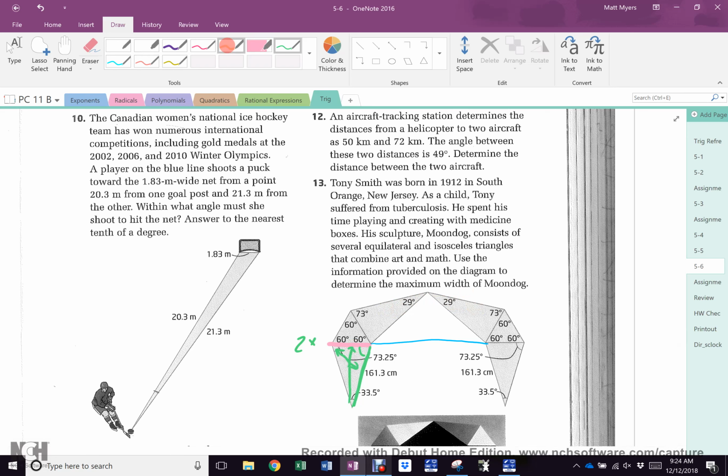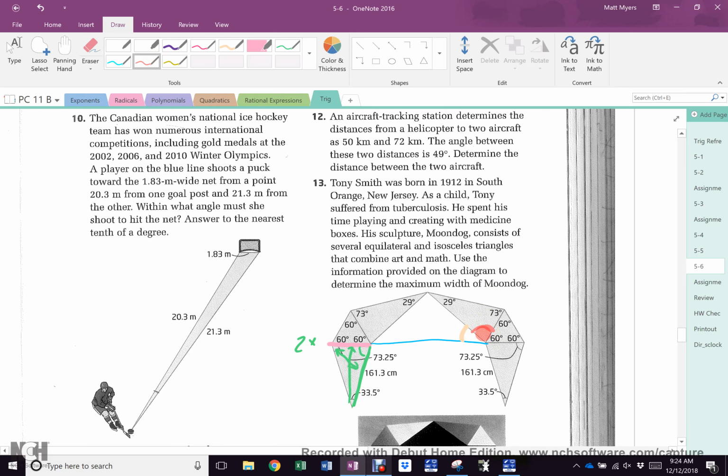Yes. So what do I know about this line and this line? They're the same. What do I know about this angle and this angle? They're the same. Excellent. So, if I can find this angle, I would be in business, wouldn't I? This is 60. How big is this?